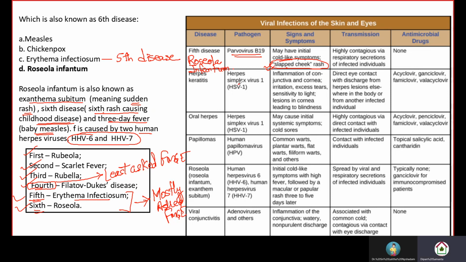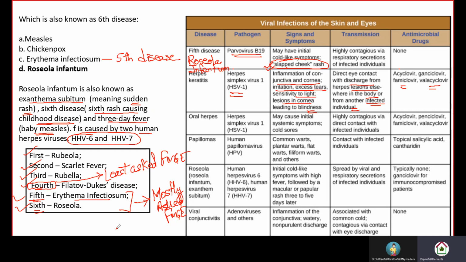Next, herpes keratitis, HSV1. Inflammation of conjunctiva and cornea, irritation, excess tears, sensitivity to light, lesions in cornea leading to blindness. Direct eye contact with discharge from herpes lesion elsewhere in the body or from another infected individual. Acyclovir, ganciclovir, famciclovir, valacyclovir are the antivirals that we can use in herpes keratitis.